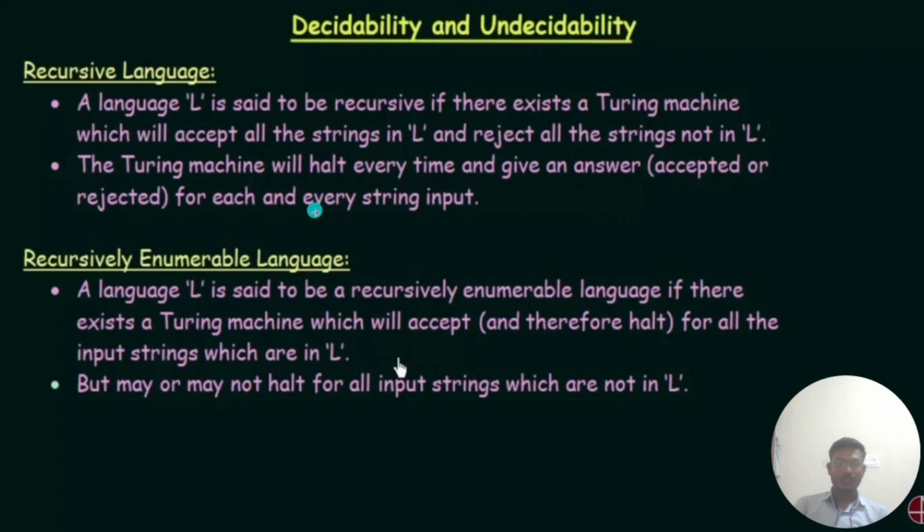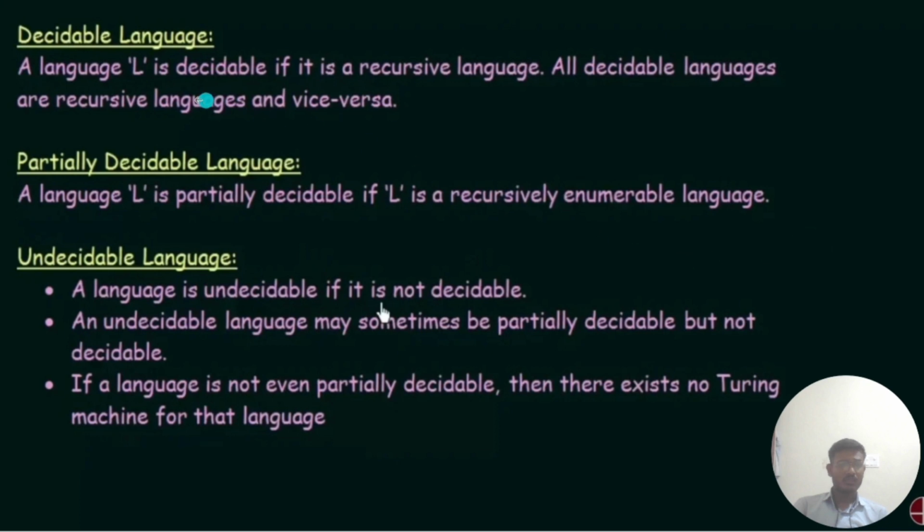Okay, so with the help of these two definitions, we can check the decidable language, partially decidable language, and undecidable language. So, what is a decidable language? A language L is decidable if it is a recursive language. All decidable languages are recursive languages and vice versa. It means that a language is decidable if it is a recursive language, in which the Turing machine halts for both cases, either it accepts the string or it rejects the string.